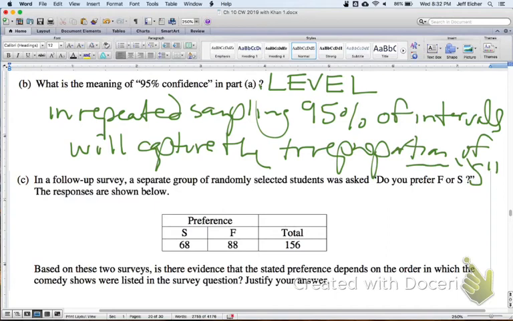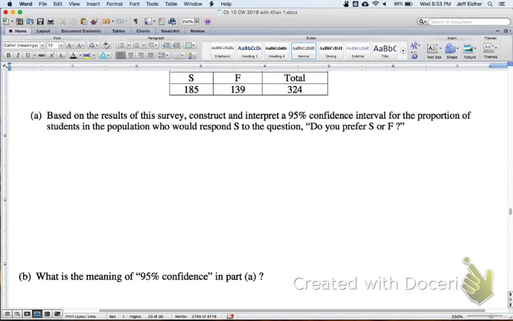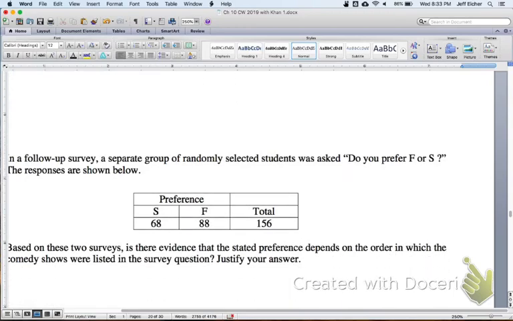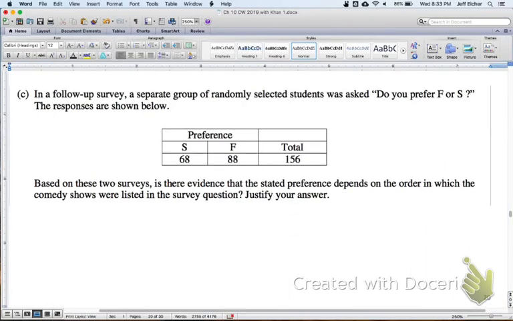The last part, number C. In a follow-up survey, a separate group of randomly selected students was asked, do you prefer F or S? Now, it's easy to miss this. Do you remember what question was asked initially to the students? Initially, they were asked, do you prefer S or F? Now it's F or S. I think this might have been a little too sly by the exam writers. A lot of students didn't pick up on the difference in order.